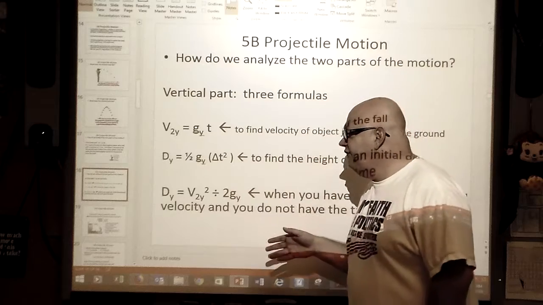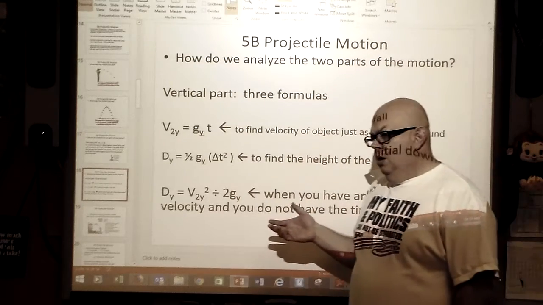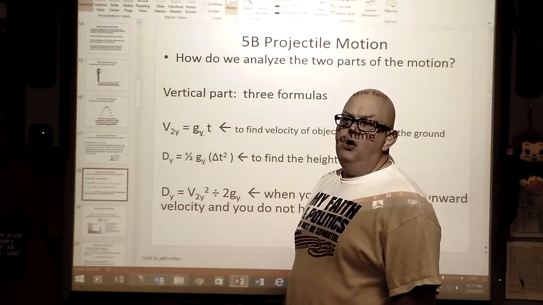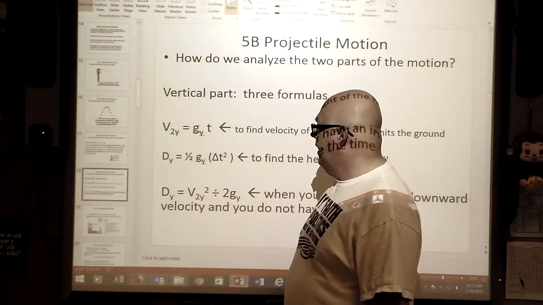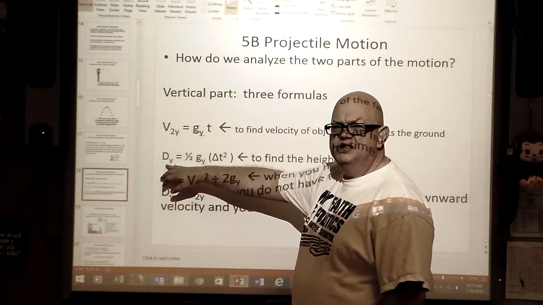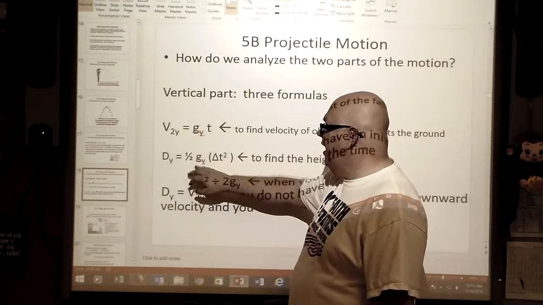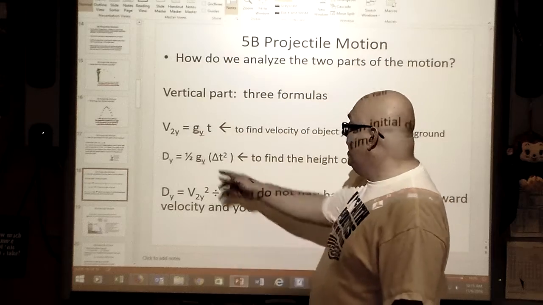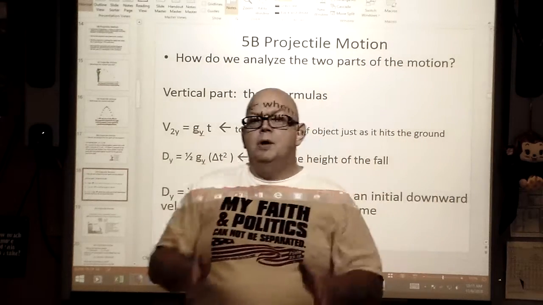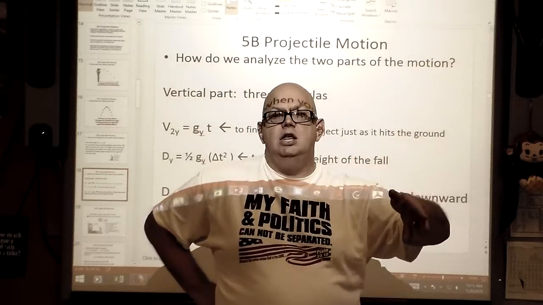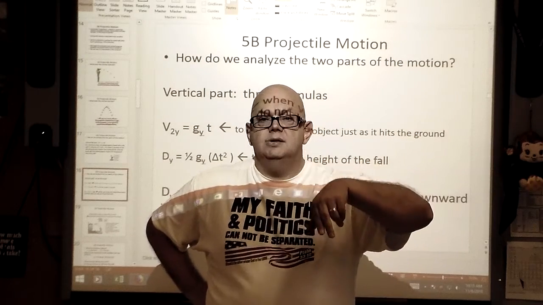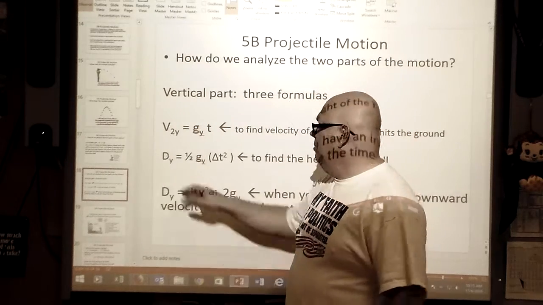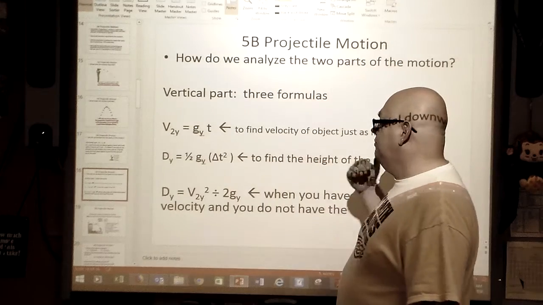Now, what if I don't know the velocity? I don't know the velocity, but I have time and I have gravity, and I need to know how far the object has fallen, okay? Well, there's distance in the y direction is equal to 1/2 times the acceleration due to gravity times delta t squared. Again, delta t, don't get tripped out on it. Remember, t initial is at 0 seconds, and our final t is however long it takes for the object to hit the ground. But that gives us how far did the object fall.